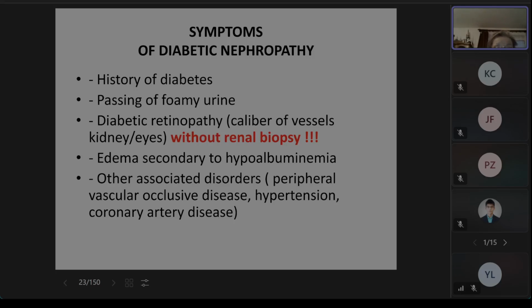Because of huge hypoalbuminemia, you can find in patients with diabetic nephropathy edema, which is secondary to hypoalbuminemia. These are peripheral edema, but we can also find some pleural exudate. And finally, we can find some other disorders associated with diabetic nephropathy, like peripheral vascular occlusive disease, hypertension, or coronary artery disease.